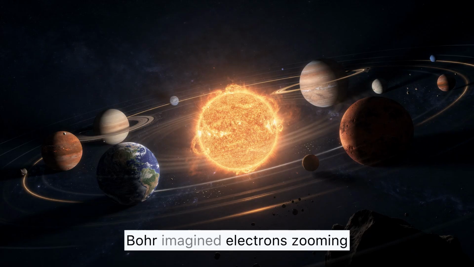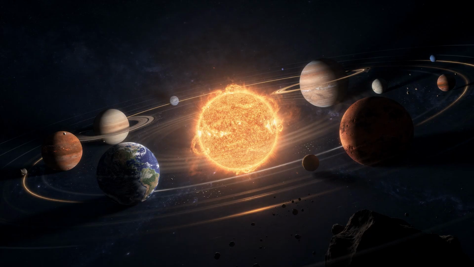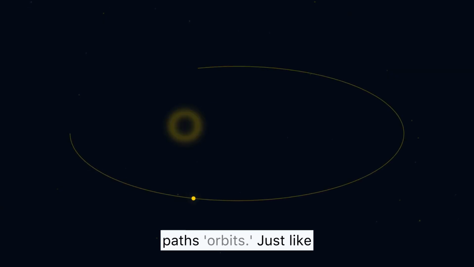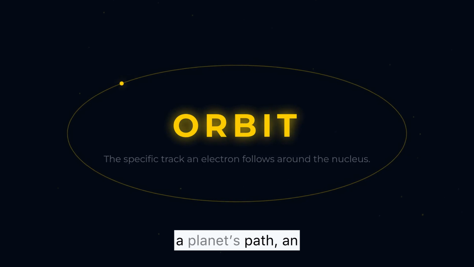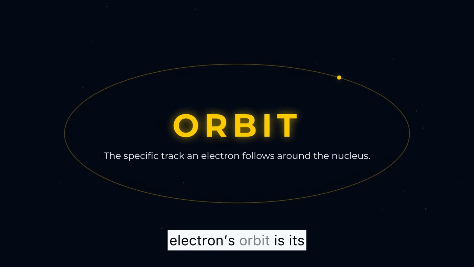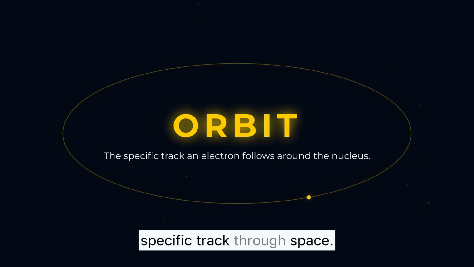Our journey begins with Niels Bohr, the first scientist to propose a truly structured plan for the atom's interior. Bohr imagined electrons zooming around the nucleus, much like planets zoom around the sun. He called these distinct paths orbits. Just like a planet's path, an electron's orbit is its specific track through space.